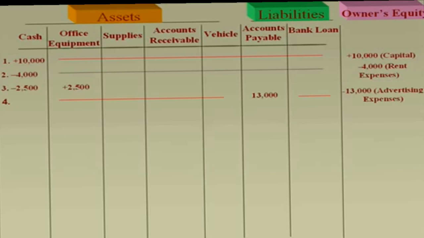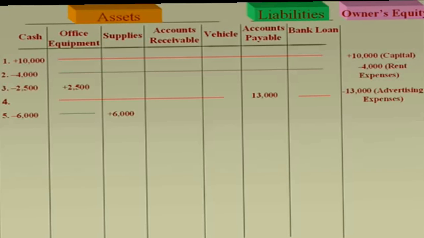What about the next one? Paid 6,000 for office supplies. Should be easy. Here it comes. Cash goes down and supplies, which is an asset, goes up. That was easy, wasn't it? The sixth is the most difficult. Take your time.